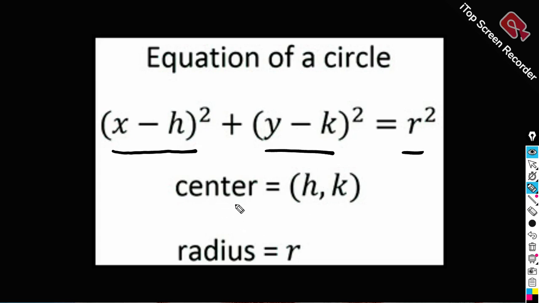The coordinates of the center are h comma k. These are the x and y coordinates for the center. They use h and k because the center is the most important coordinate. And the radius length is r. Don't forget, in the equation, it's r squared, but the length of the radius is just r.